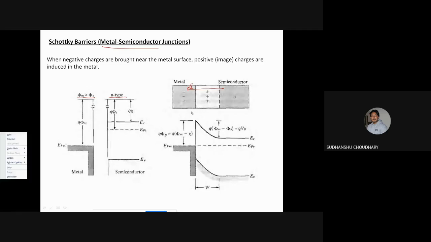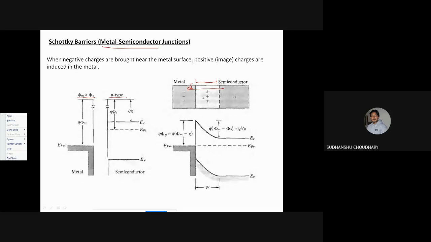When the electrons leave, they leave behind the donor ions, which are represented by this positive sign over here, and you have a depletion region created on the semiconductor side. Since these electrons have moved into the metal side, you have a deposition of negative charges on the metal side, or one can say that the positive charges induce opposite negative charges on the metal side. So both things can be assumed.